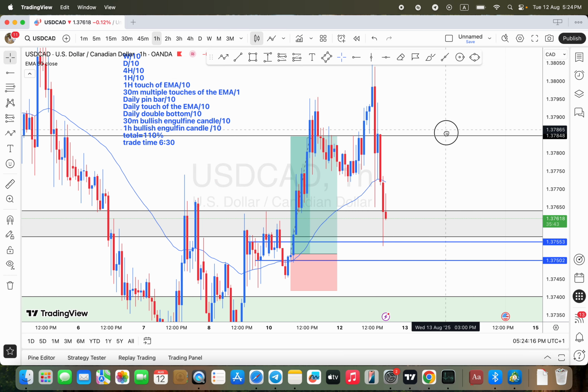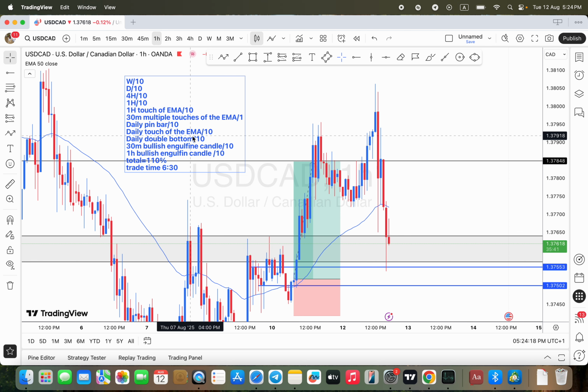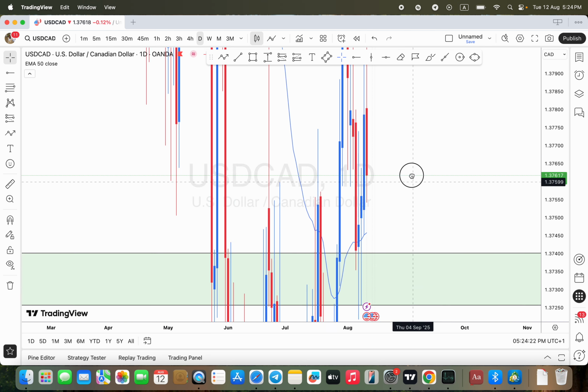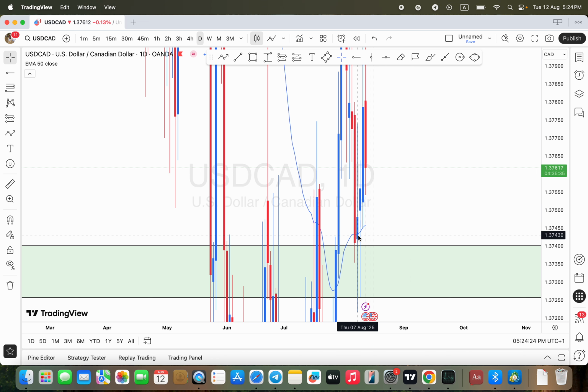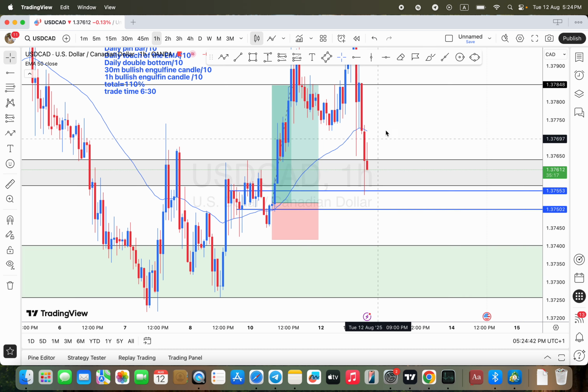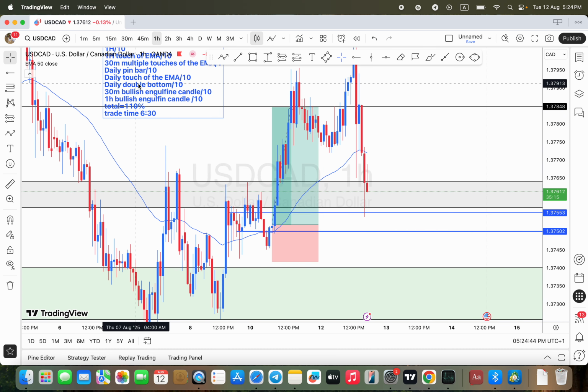Those were my confluences. Daily touch of EMA. If we go back to that daily chart, you will see a touch of EMA. How many touches of EMA? 1, 2, 3. Now the one that we're talking about, this is it. We had this touch of the EMA. We have another touch. This touch happened yesterday before we entered that trade. So let's go back to the 1 hour. What again? We have a daily double bottom.